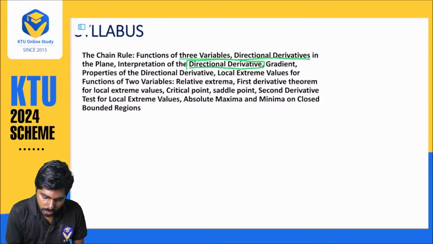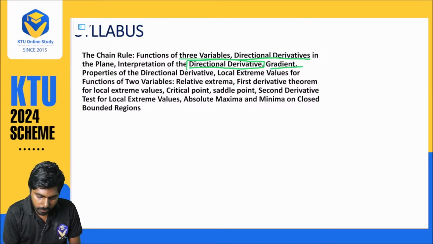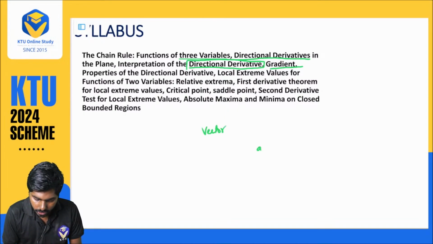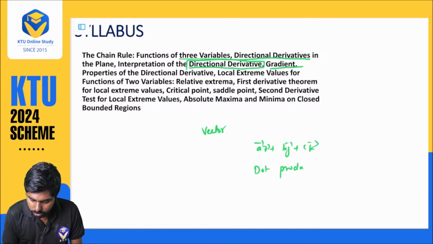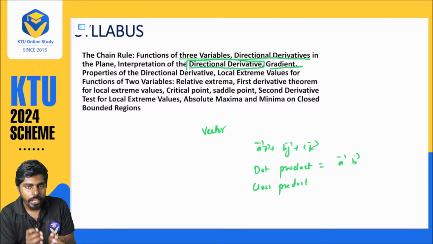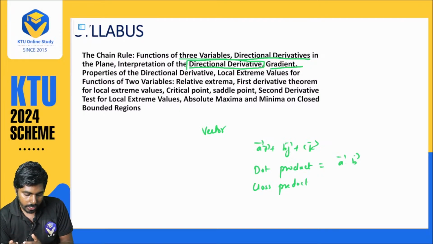Directional derivatives and gradient are nothing but about vectors you are learning. We have learned vectors in school, that is a vector: a i vector plus b j vector plus c k vector. And we have learned about the dot product and cross product. What is the dot product? A dot b vector means we multiply the coefficients of the i vector and j vector, which we will be dealing with in our syllabus.